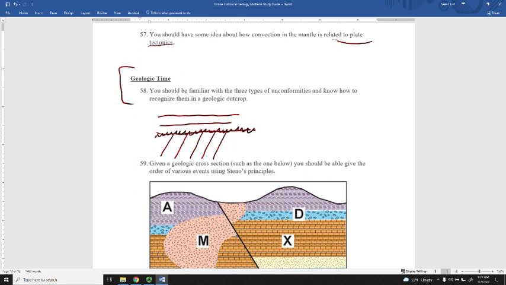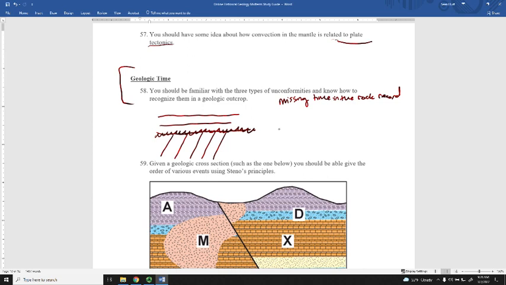By the way, I should also mention, what is an unconformity? Well, it's just missing time in the rock record. It's where you're missing some time out of the rock record. So there was an interruption to deposition. So that would make an unconformity.